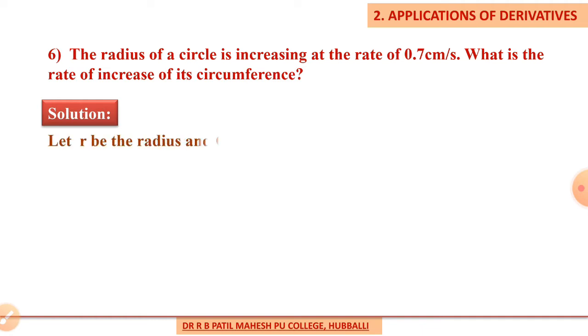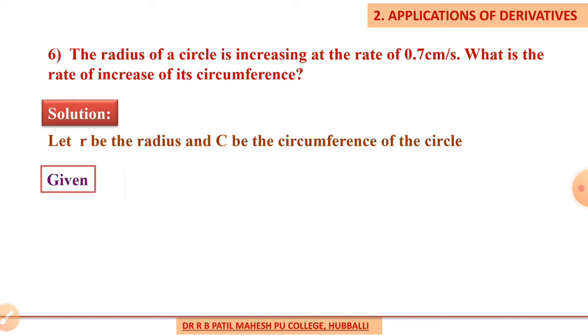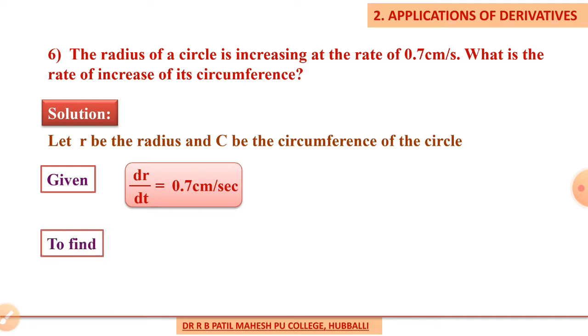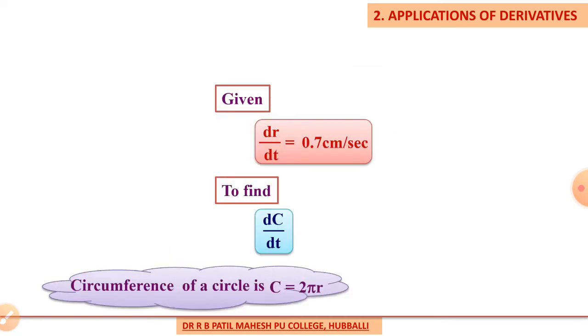So first let r be the radius and c be the circumference of the circle. Then the given term is dr by dt, and by using this you have to find dc by dt, the change in the circumference of the circle. First you have to write down the formula for the circumference of the circle. So the circumference of the circle is c equal to 2 times pi into r.